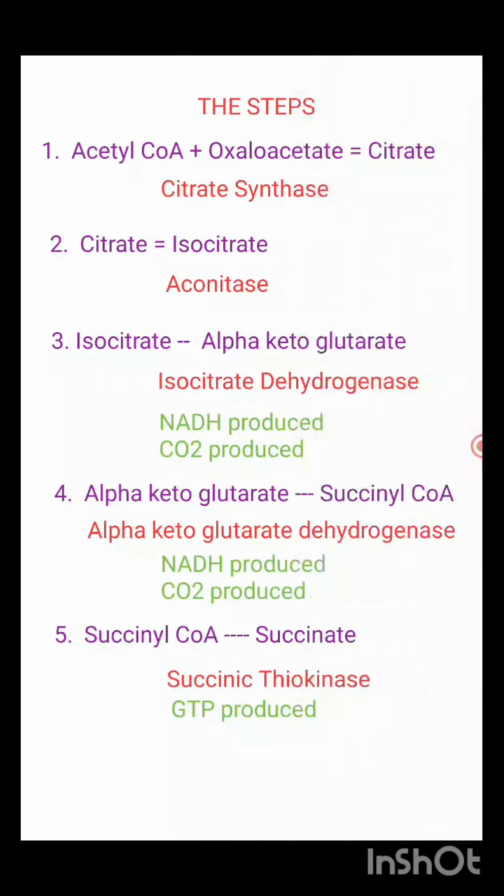Now, let's quickly go into the steps. Now, TCA occurs through a series of steps, and these are 8 different steps. So I'll quickly just point out what you should always focus on. Now, in the first step, what you should know is that acetyl-CoA, which is actually coming from decarboxylation of pyruvate, is combining with oxaloacetate to produce citrate in step 1.